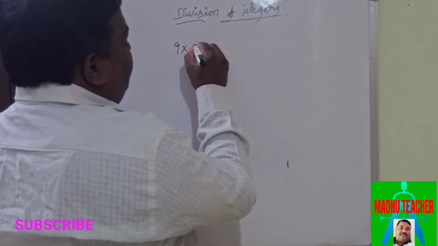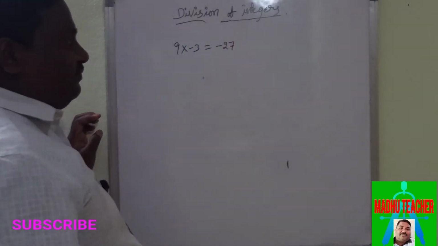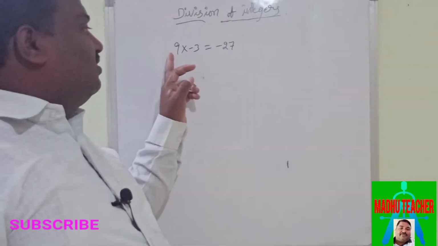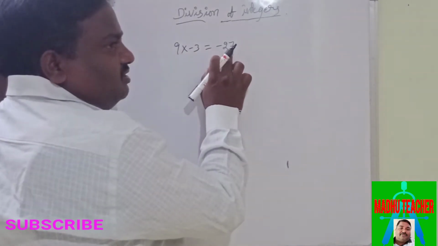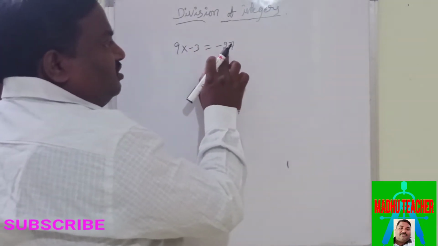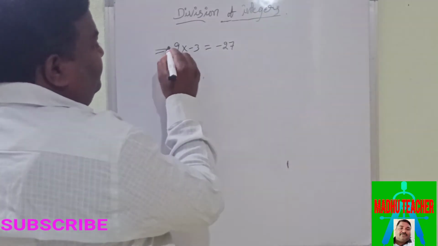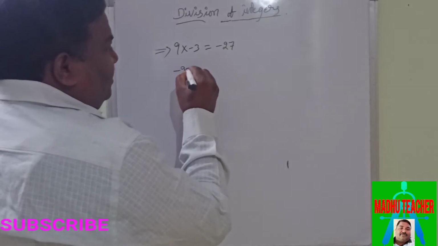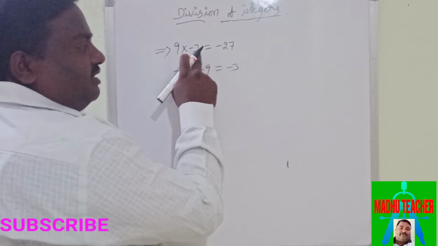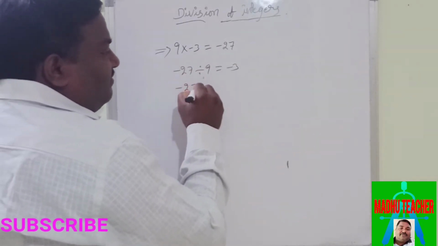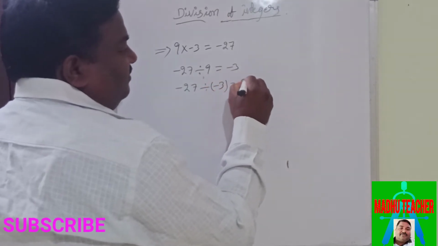Suppose 9 into -3 is -27. We know this: plus into minus is minus. 9 3s are 27. From this multiplication statement, you can write two division statements. They are -27 divided by 9 equal to -3, and -27 divided by -3 equal to 9.